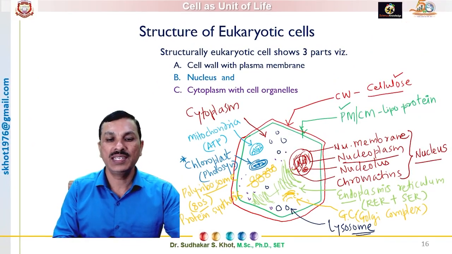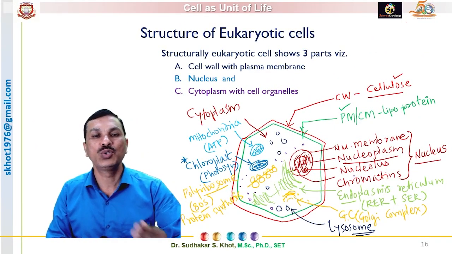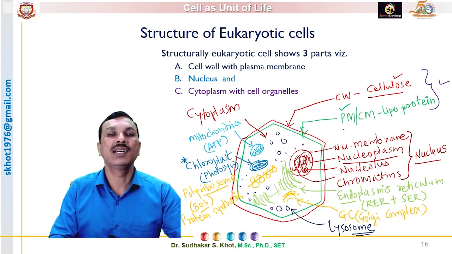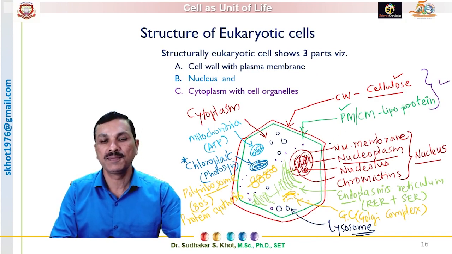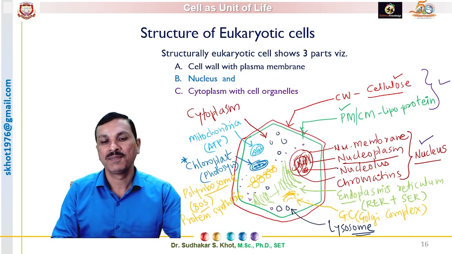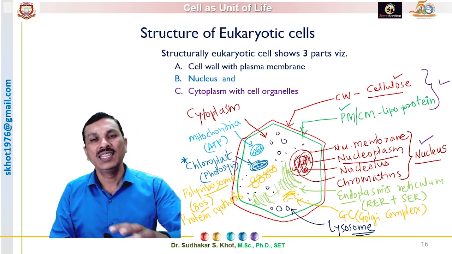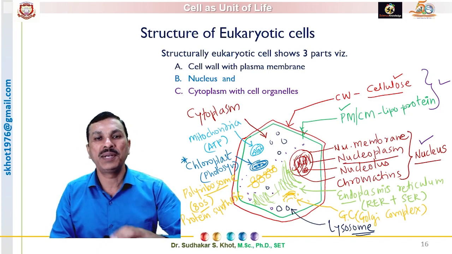So in this way, the eukaryotic cell shows three important structures: the cell membrane and cell wall, which is the outermost membrane-bound system. Then the major cell organelle, the nucleus, which encloses the genetic material DNA, and the cytoplasm with all the cell organelles and cell inclusions. So in this way, the eukaryotic cell shows compartmentation.